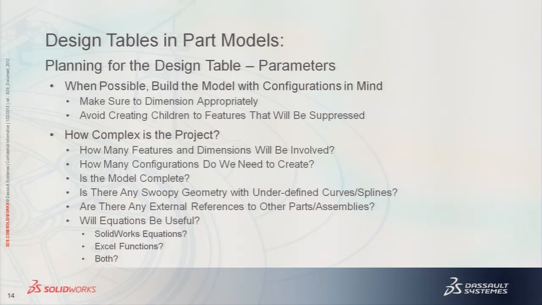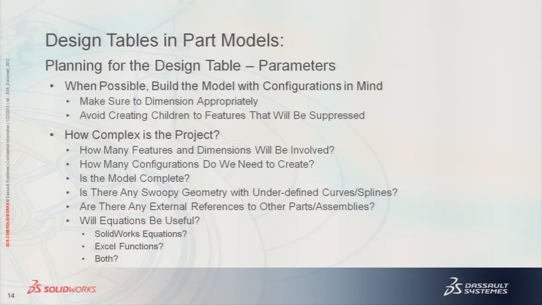So first things first, when possible, build the model with the configurations in mind. If you can build the model and think about, hey, what dimensions are actually going to change here? What feature might be here and what feature might not be there? That helps you kind of dimension correctly. You got a hole on a brick and it moves with respect to the left side. I'm not insulting anybody here. Don't dimension to the right side. If you need to move it from the left side, you got to dimension it from the left side. It's that simple. So I want you to plan, but it's not that difficult to plan those things.